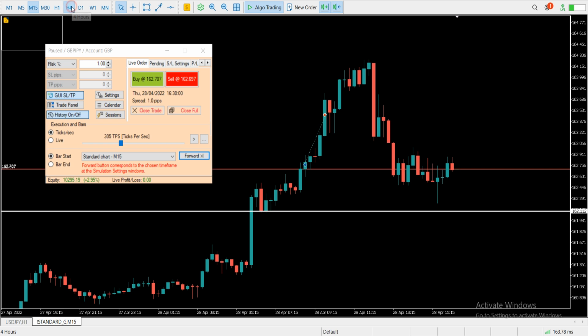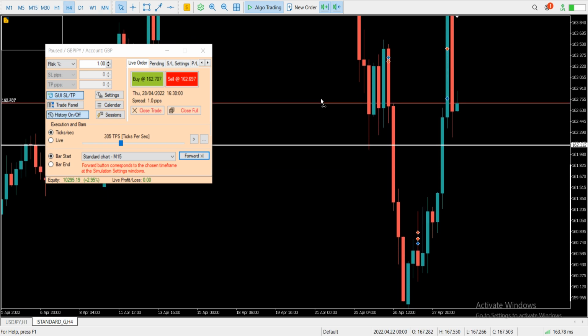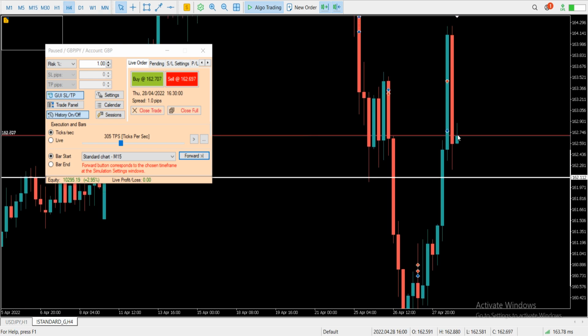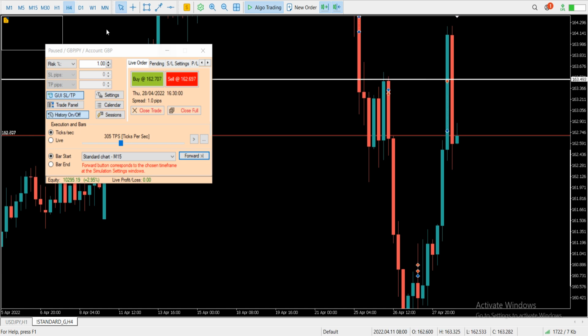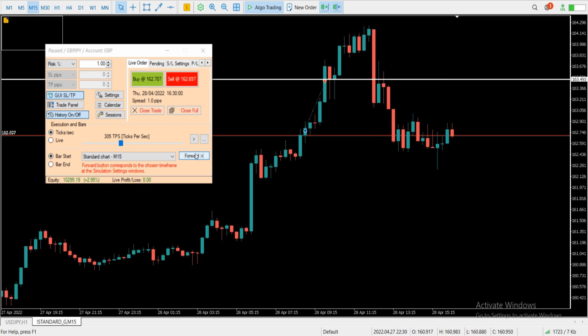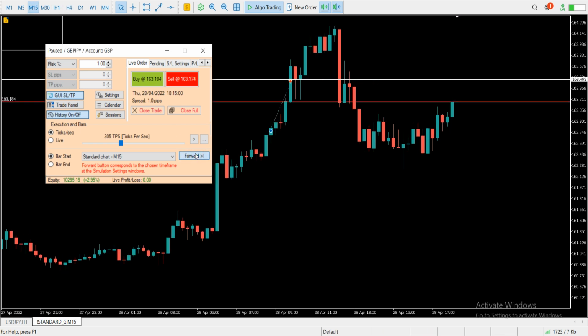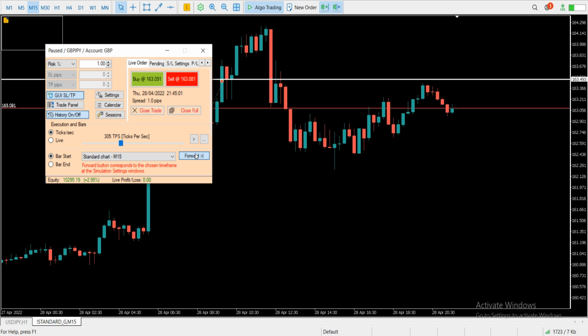We have a new 4-hour candle that started. Well, this candle can wick up and then go down. Yeah, that's possible. I'm not going to execute, but that could be a fake out of this level and we can go down. Okay, whatever.